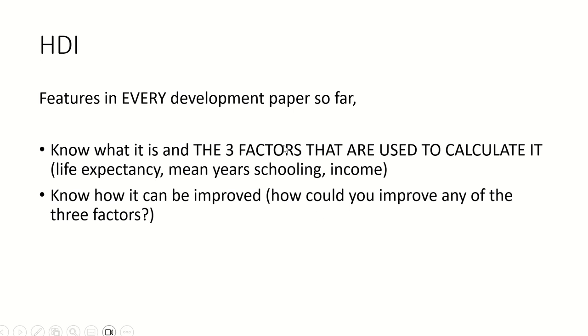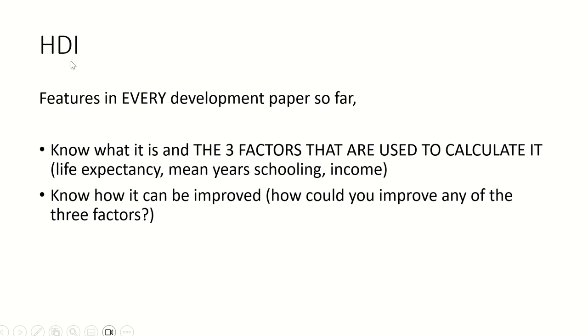HDI then, every single paper it comes up. So it will come up. It's almost guaranteed. So please make sure you know what 3 factors go into calculating it. Life expectancy from birth, mean years of schooling, and gross national income. So you've got the money, you've got your education, you've got your healthcare, all put together tell you what your HDI score is. It's a way we measure development.